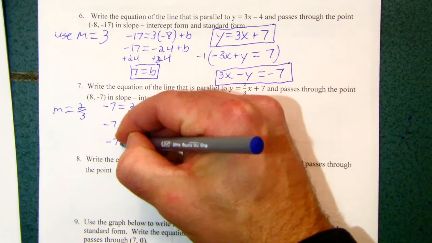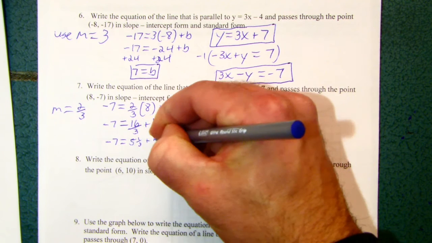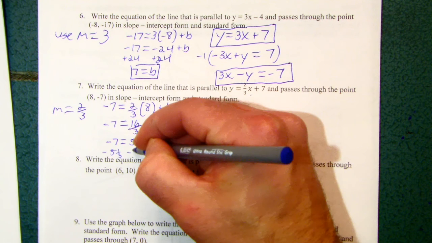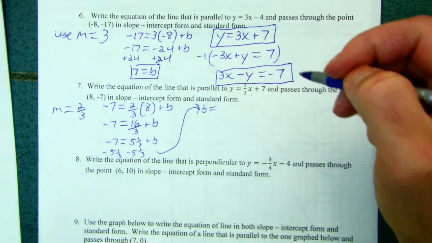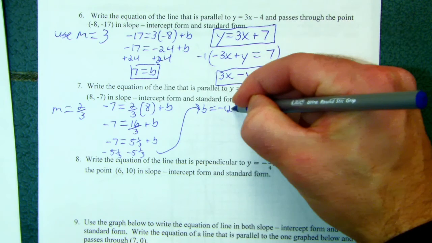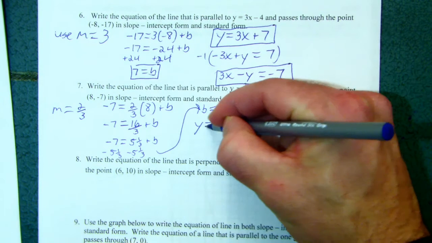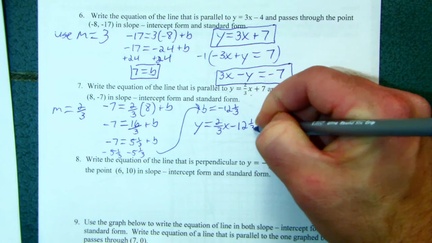So you could say this is also just 5 1/3. That's a little bit easier to work with. And then subtract 5 1/3 from both sides. So b is going to equal negative 12 1/3. So my equation is going to be y equals 2/3 x minus 12 1/3.